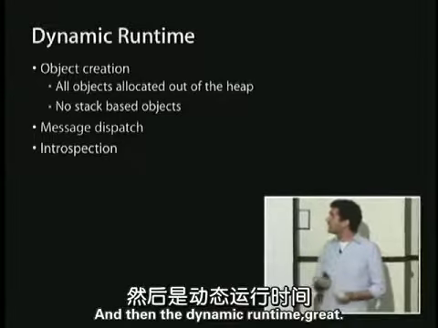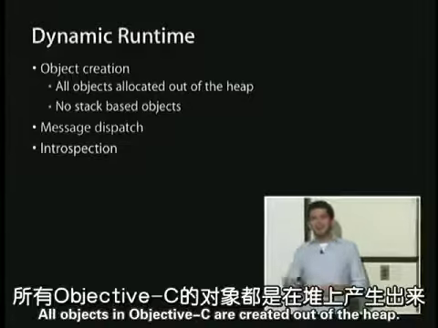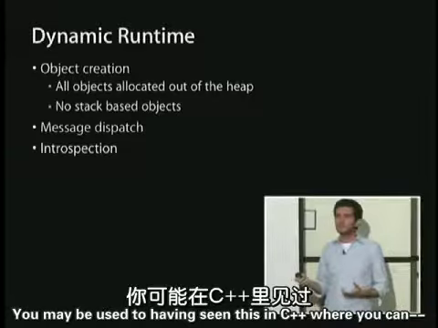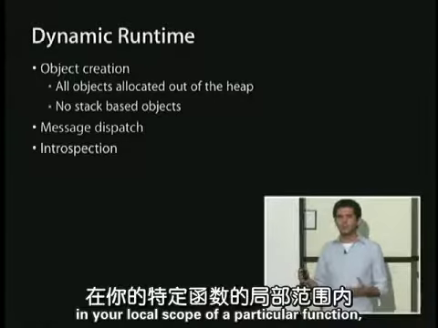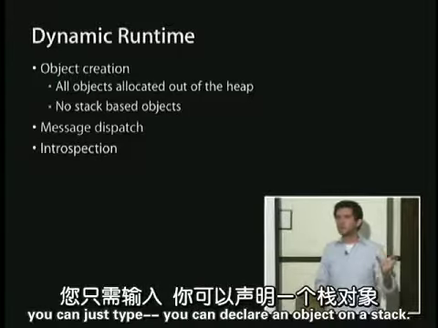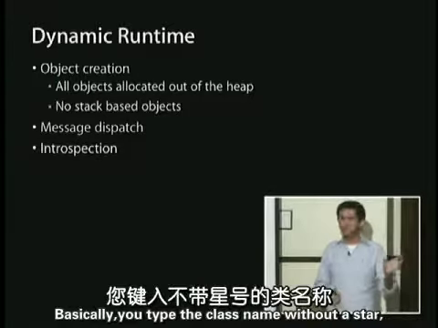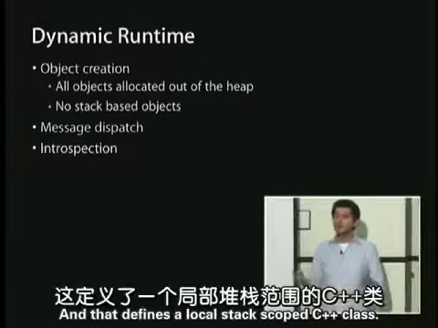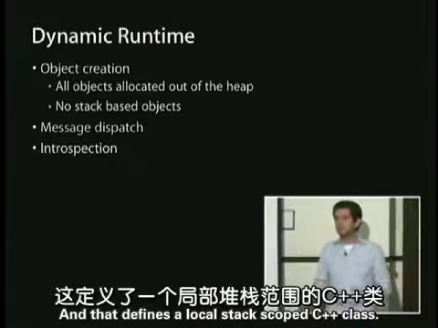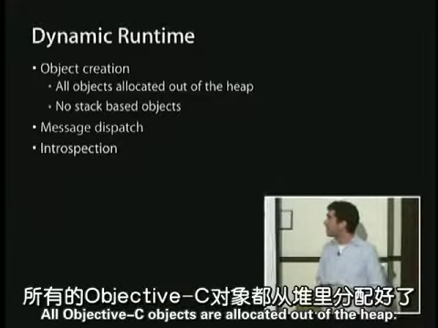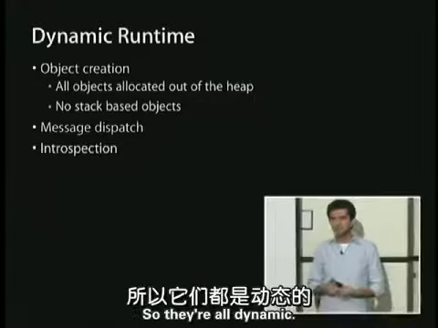And then the dynamic runtime. All objects in Objective-C are created out of the heap. You may be used to having seen this in C++, where in the local scope of a particular function, you can just declare an object on the stack. Basically, you type the class name without a star, so it's not a pointer, and then the variable name, and that defines a local stack-scoped C++ class. That type of thing doesn't exist in Objective-C. All Objective-C objects are allocated out of the heap, so they're all dynamic.